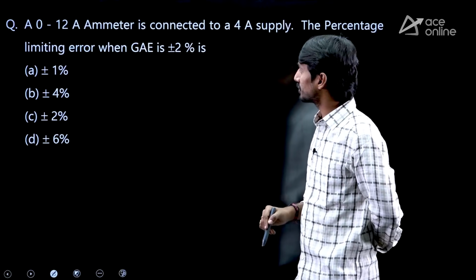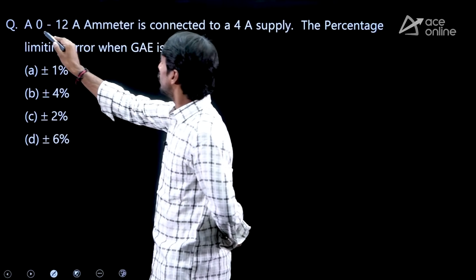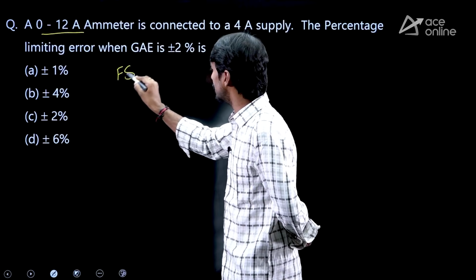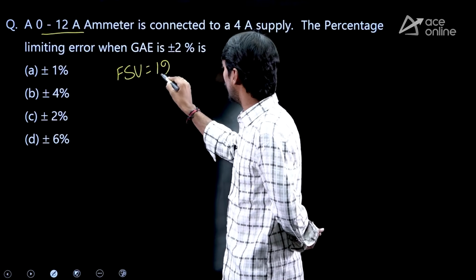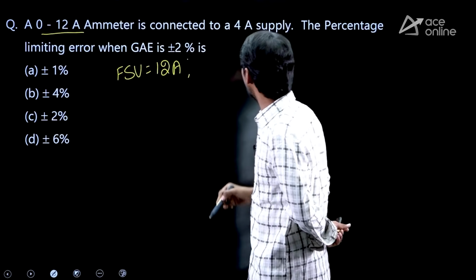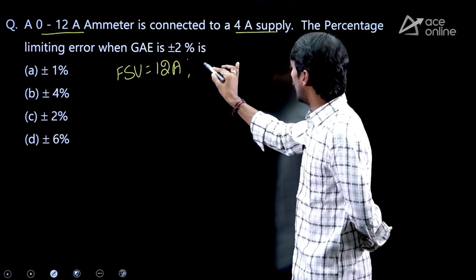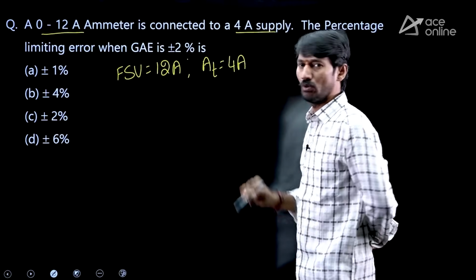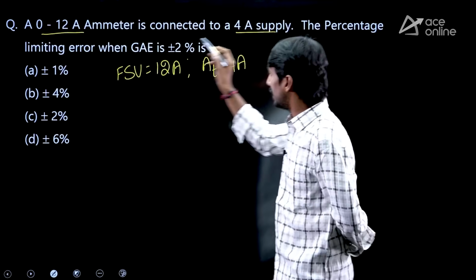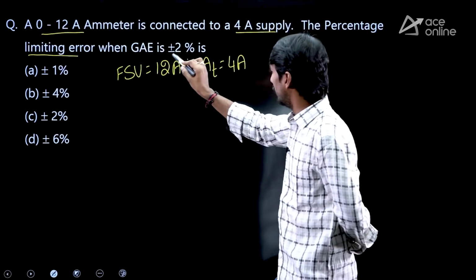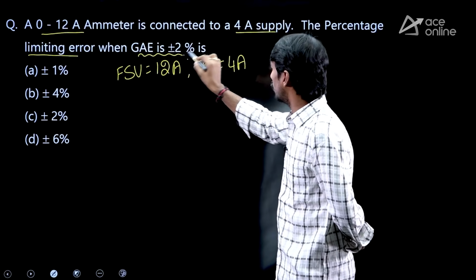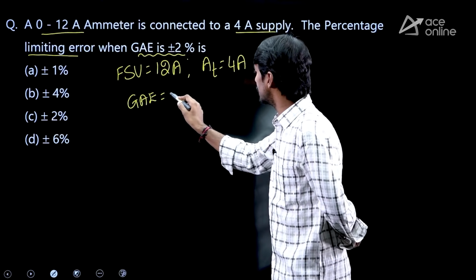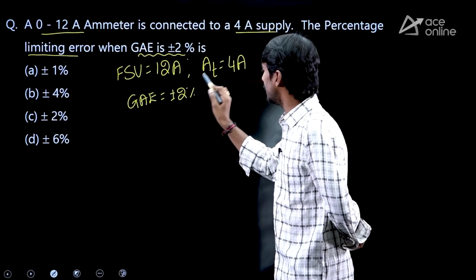Next one: a 0 to 12 ampere ammeter. The full scale value is given, that is 12 ampere, and it is connected to a 4 ampere supply. Therefore, the true value is given as 4 ampere. The percentage limiting error is what, when the guaranteed accuracy error is given as plus or minus 2%?